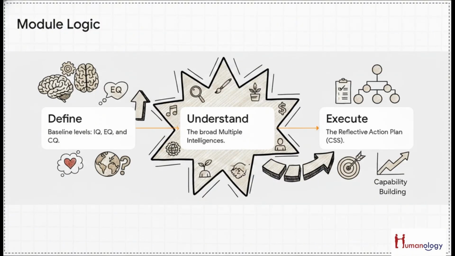Mapping out the logic gives us a super clear step-by-step progression. Step 1, you define those core baseline levels, understanding how your logic, emotion, and adaptability interplay through IQ, EQ, and CQ. Step 2, you expand that understanding to the broader spectrum, recognizing your own unique blend of multiple intelligences, like your spatial or linguistic strengths. And finally, Step 3, armed with that complete map of your capabilities, you execute the reflective action plan, the whole shebang. It's a really compelling narrative arc of self-discovery, where the structure of the module itself is an exercise in building capabilities systematically, right from the ground up.